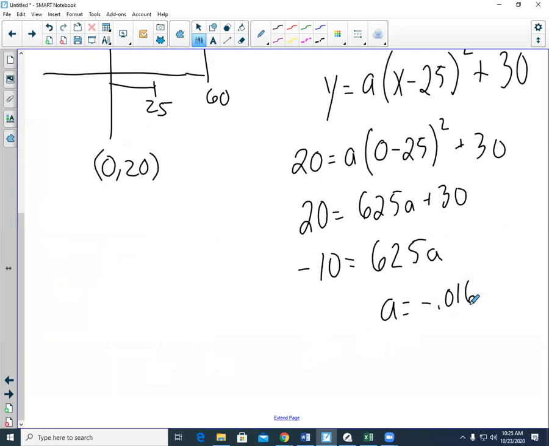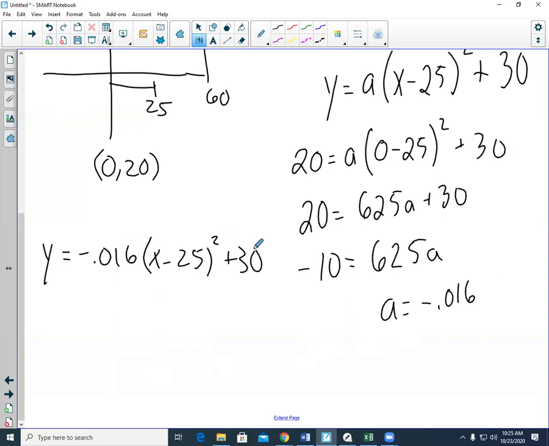So I found my A value. Okay. Now that lets me write my equation. If I can write my equation from that, that should be pretty straightforward, right? So I get Y equals negative 0.016 times X minus 25 squared plus 30. Now the question is, that was pretty much the first part. That's the most important part of this question, because once you figure out the equation, then you can really move on and you're good to go.